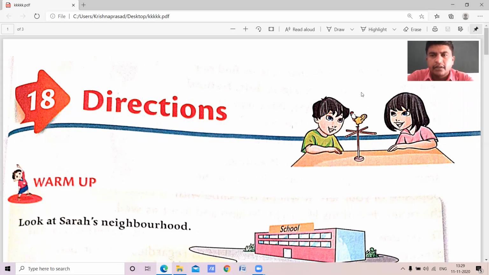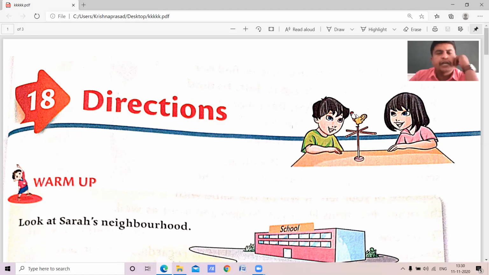Today I'm here to explain grade second standard, the directions chapter, question and answers. You already learnt about directions in your previous class. Here in this topic, you studied what is meant by directions, which are the relative directions, which are the cardinal directions, and which are the materials used to show the directions. Today I'm here to explain the question and answers of this chapter.